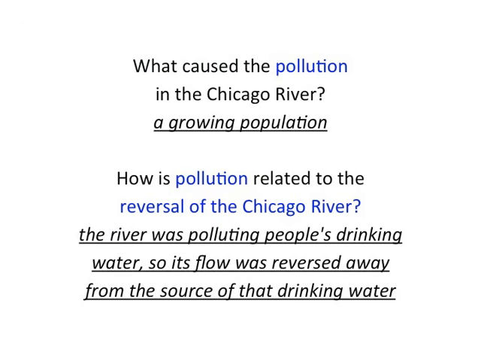Now I know that a growing population caused pollution in the river. This pollution made people sick, so the people of Chicago banded together to reverse the flow of the river away from the source of their drinking water.